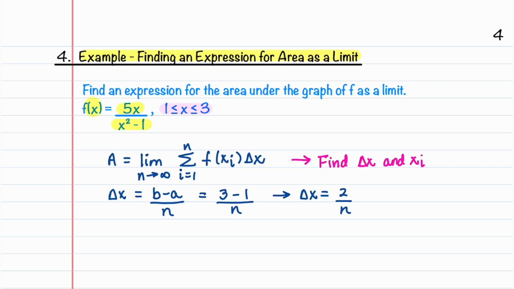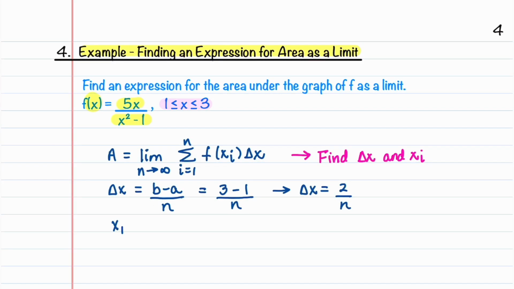Now let's find x sub i. The formula for x sub i is that x sub i is a plus i delta x. We can substitute in what a and delta x are, and we get x sub i is equal to a, which is 1, that's our left-hand endpoint, plus i, and we just found that delta x was 2 over n. I am going to highlight both of these formulas because we are going to need these. There's delta x, and there's x sub i.